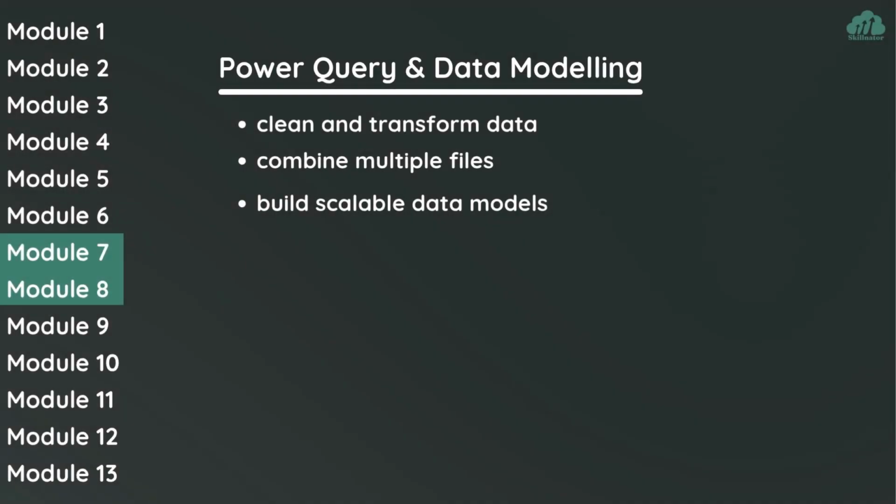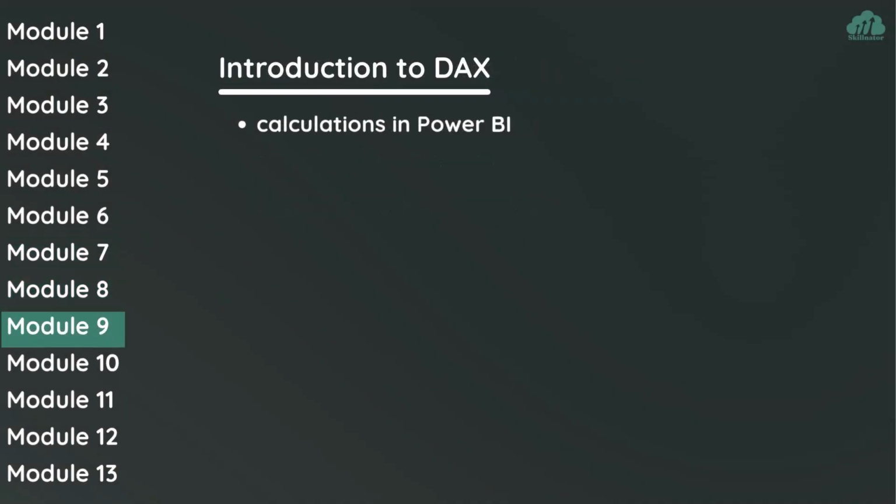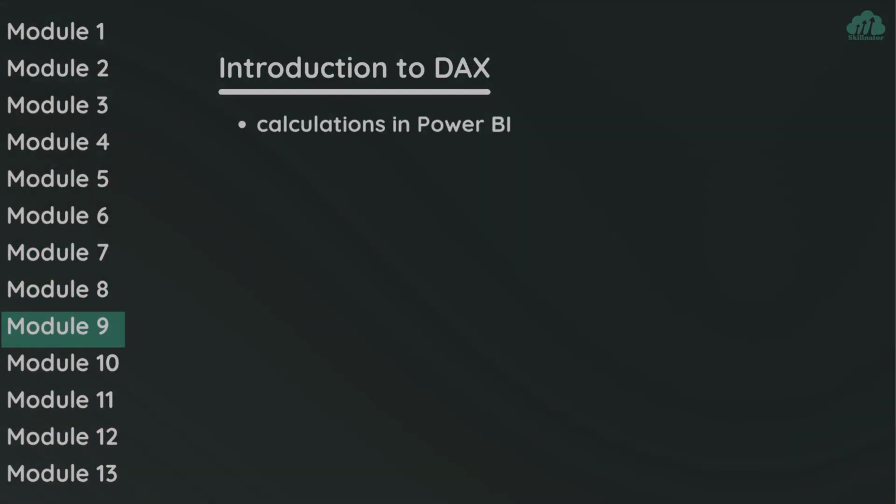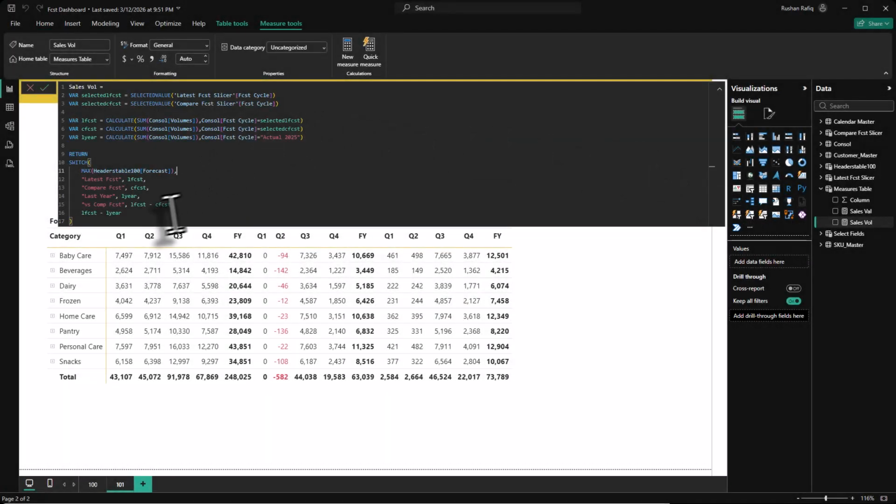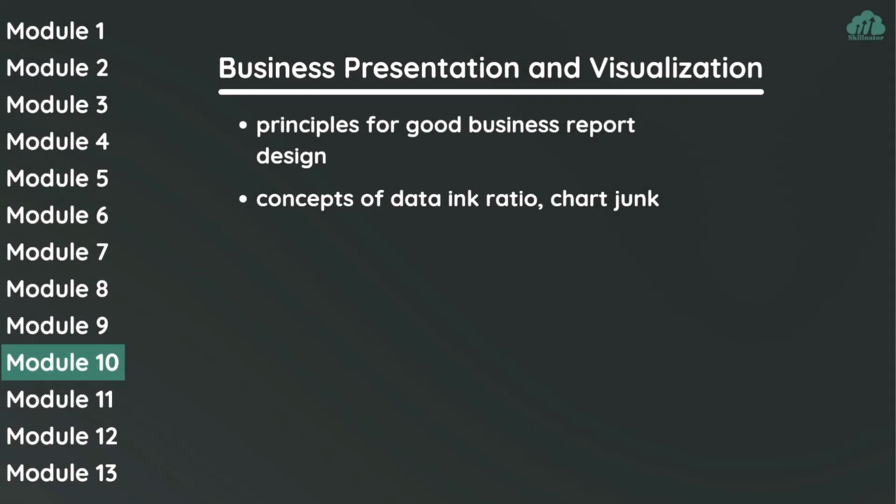After that, we move into analysis and visualization. In Module 9, Introduction to DAX, you'll learn how calculations work in Power BI. DAX is a key part of Power BI. Having a strong understanding of DAX will help you create advanced measures such as accuracy metrics and comparisons between different forecast cycles. In Module 10, Business Presentation and Visualization Principles, we'll focus on learning how to design clear and effective visuals and avoid unnecessary complexity.